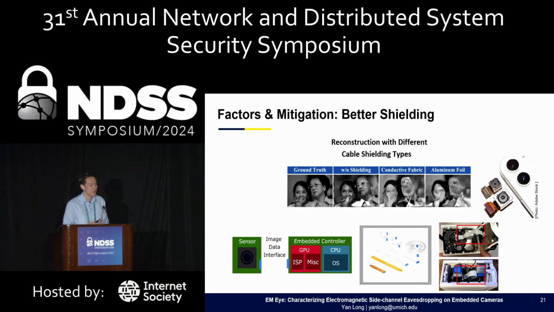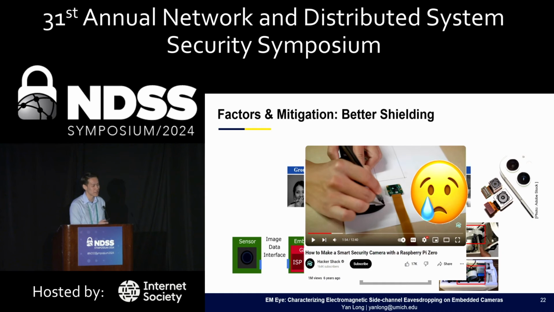And luckily, we found that smartphone cameras often have the shortest cable and also the best shielding material, contributing to the relatively short eavesdropping distance. And of course, coming back to the original problem, I hope I have convinced you that it's a really bad idea to DIY home security cameras on your own.